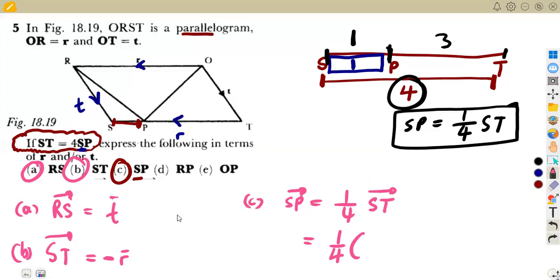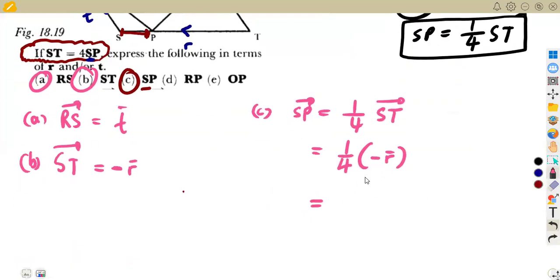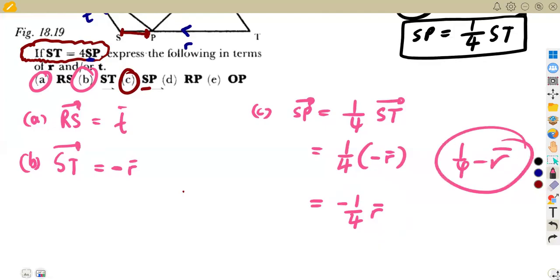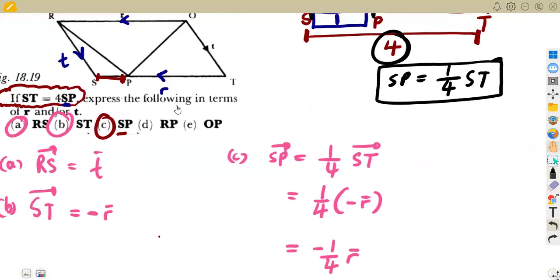You must substitute the equivalent to that. What is the equivalent of vector ST? Vector ST, we got it as minus vector R. So we are multiplying 1/4 times minus R. So we are simply taking a negative. It's going to be negative 1/4 vector R. Take note, you are multiplying by a negative. So it's not 1/4 minus R like this. No, this is wrong. It's like when we've got 2 times minus x. It's minus 2x, not 2 minus x, or x minus 2. No, minus 2x. All right? So we have the vector SP.